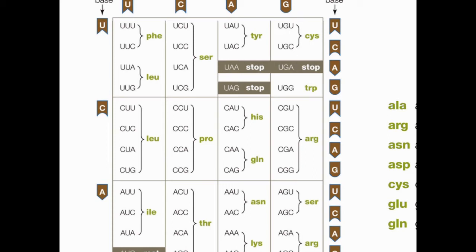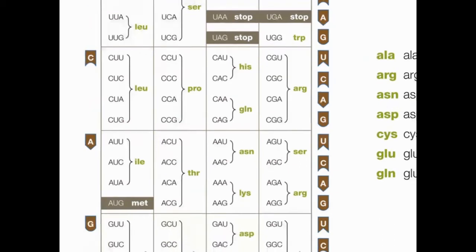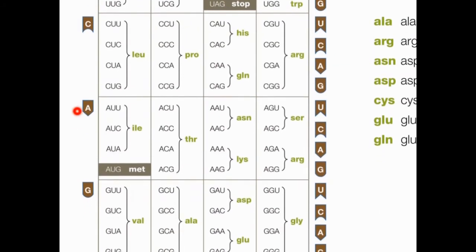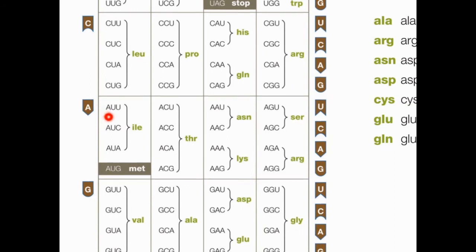What else? AAG, for instance. You have your A, and then another A. This is the A column, and then look for G. AAG is lysine, another amino acid. As you can see here, you have several codons encoding for the same amino acid. For example, threonine: 4 codons encode for threonine, ACU, ACC, ACA, and ACG.